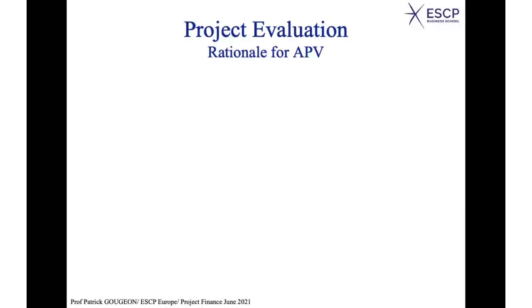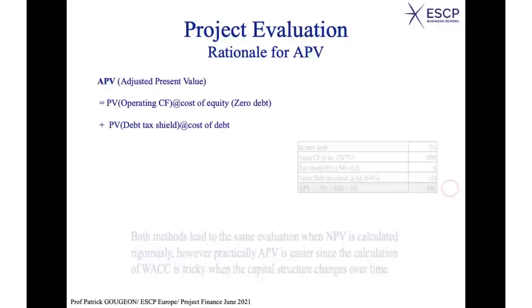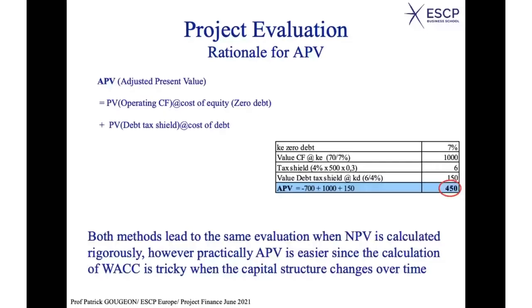So let's take the example we had before. Let's assume that the cost of equity at zero debt would be 7%. So if you value the cash flow at this rate of 7%, a perpetual cash flow, as we had before, the value of all the future cash flows would be 70 over 7%, which is 1,000.